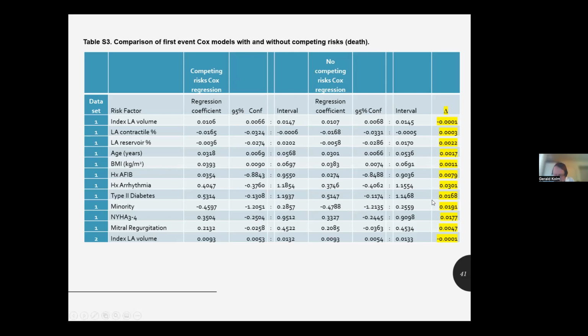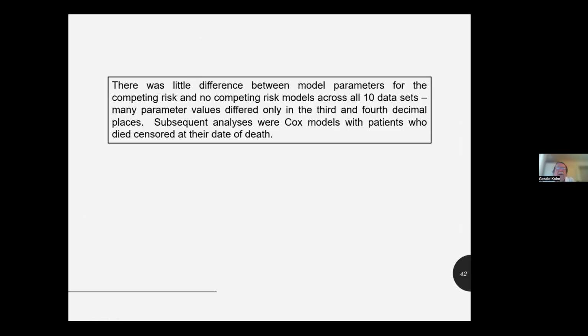So based on that, we then decided that we'll just do the Cox models and censor patients at the date of their death, rather than doing the competing risk model, because that's obviously more difficult to deal with. So we're then going to do the Cox proportional hazards model for all 10 data sets, censoring patients at either their time of death or when they were lost to follow up.